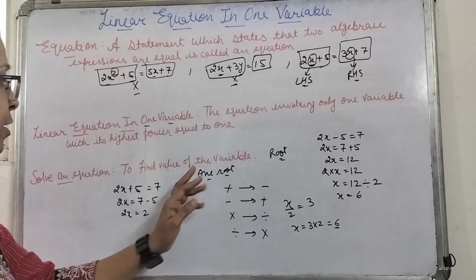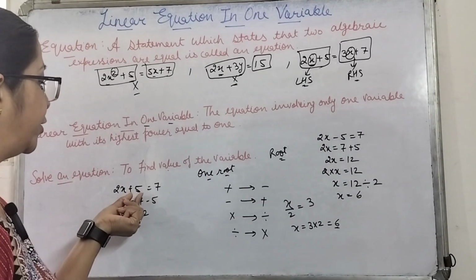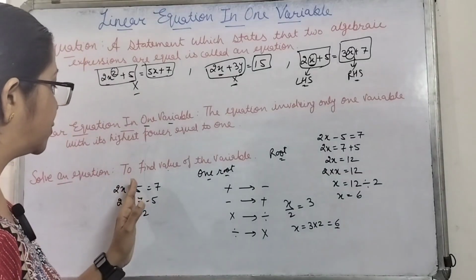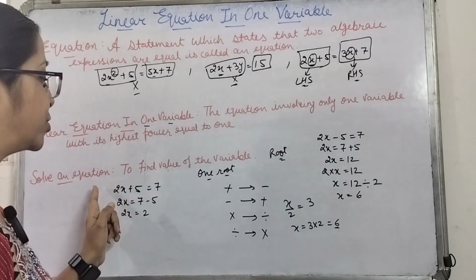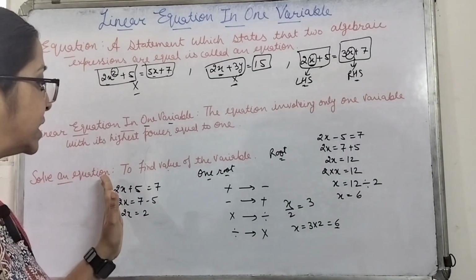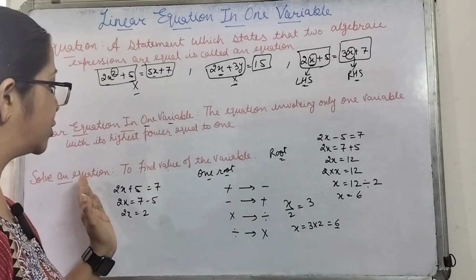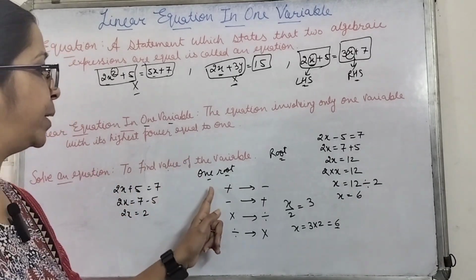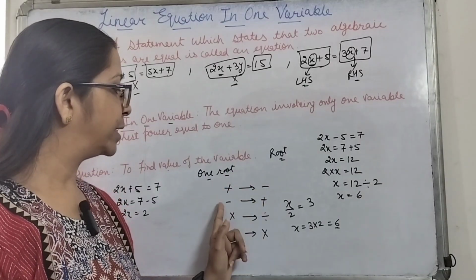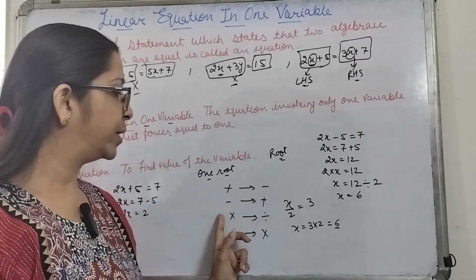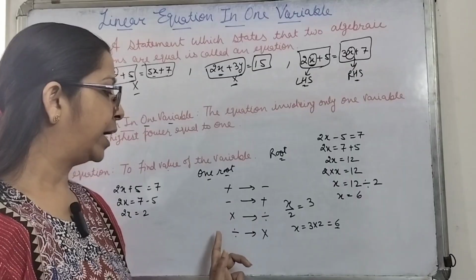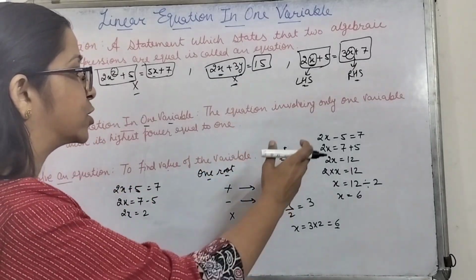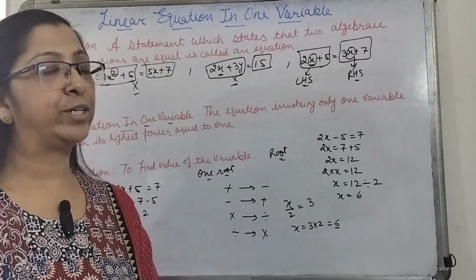So whenever we transpose any number or any variable from one side to another, whether from LHS to RHS or from RHS to LHS, the plus sign changes to minus, minus changes to plus, multiplication changes to division, and division changes to multiplication. Using these concepts, we will be solving the equation.